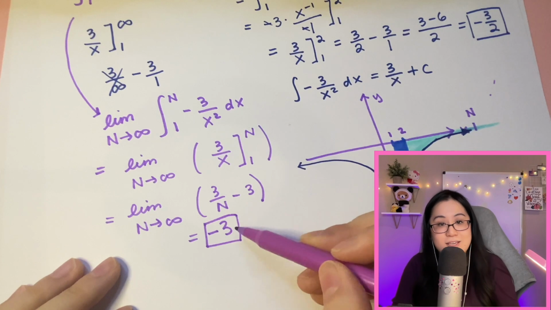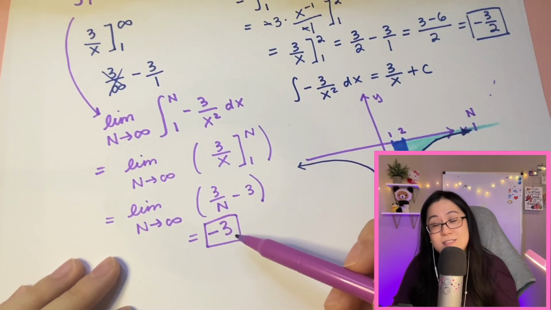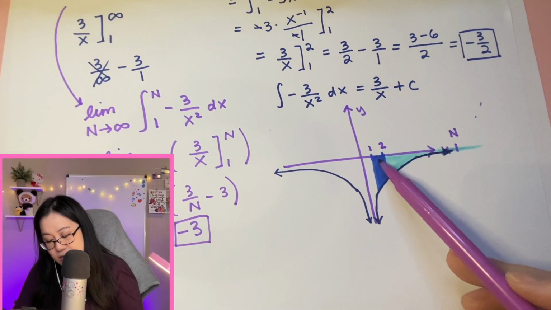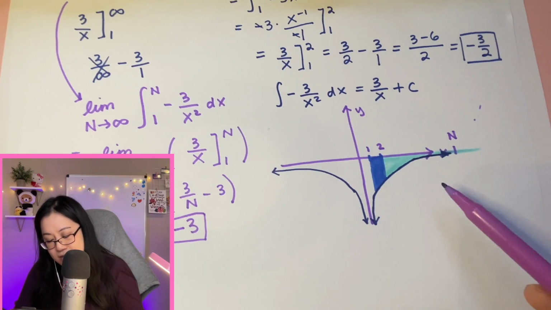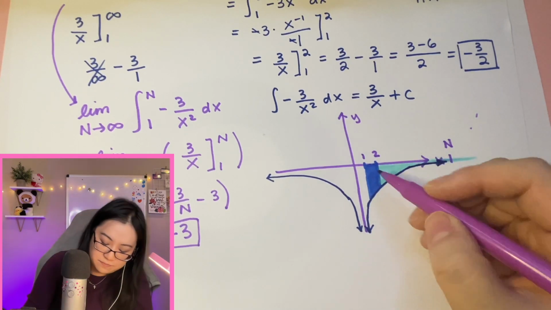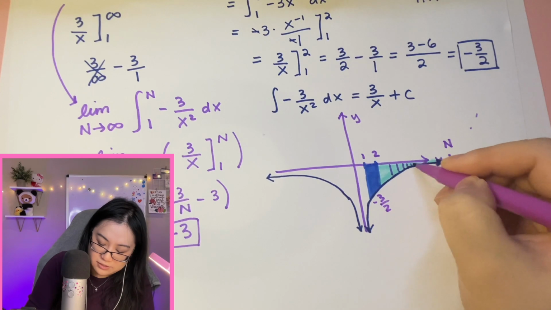And so in this case, the limit does indeed exist, and it's finite. And if we look at this from 1 to an infinitely increasing N, it kind of makes sense. Like this is negative 3 over 2 right here. And then we add smaller and smaller pieces here.